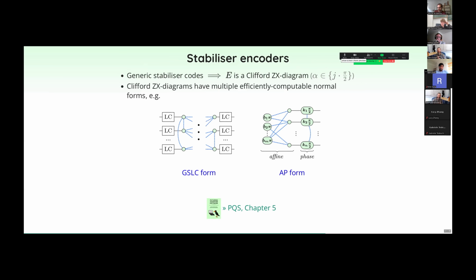Clifford ZX diagrams have multiple efficient normal forms, and some are useful for some things, some are useful for other things. So for instance, there's this GSLC form, graph states with local Cliffords, inspired by measurement-based quantum computing. There's also what we call in the book the AP form, so where you have an affine subspace part, which you can think of as your CSS code part, and also a phase polynomial, which is a diagonal Clifford part. Okay, and you can relate these two things in various ways.